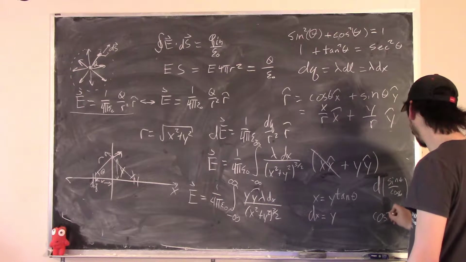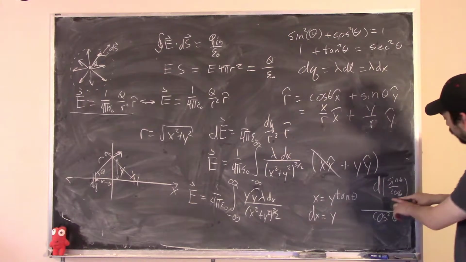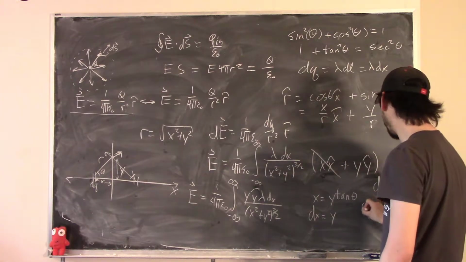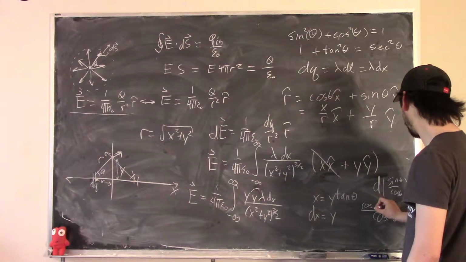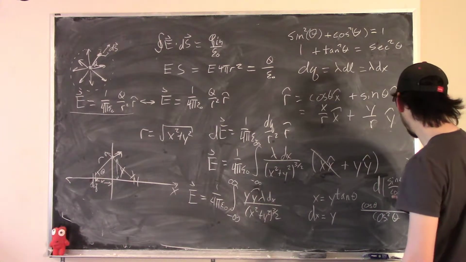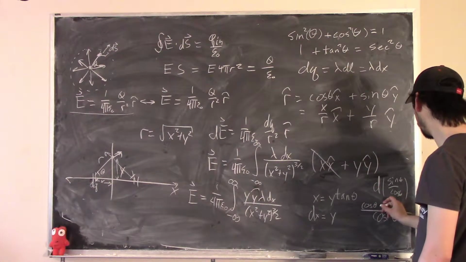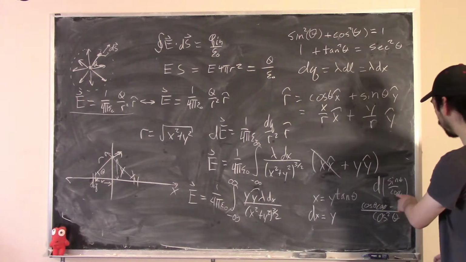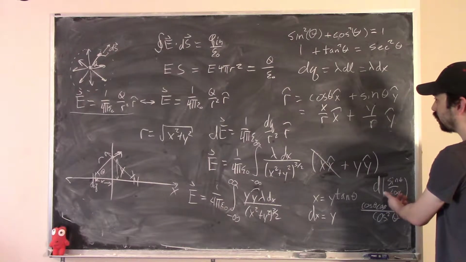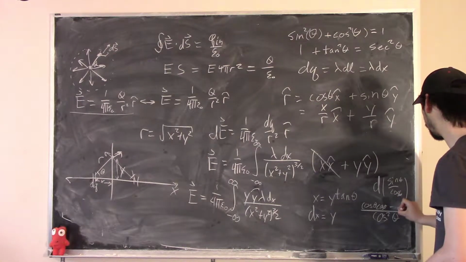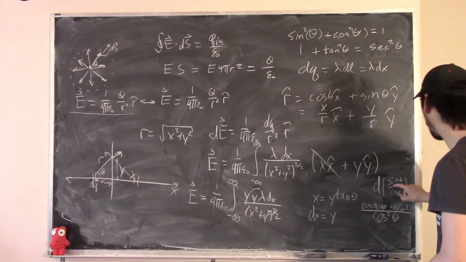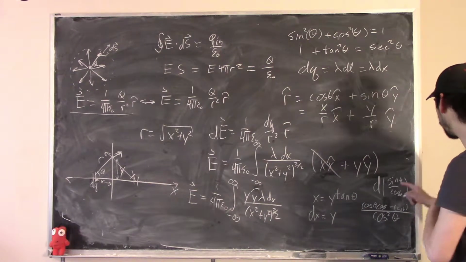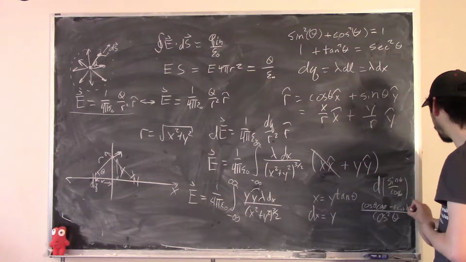Quotient rule says I take the denominator squared times the derivative of the numerator, which is going to be a cosine of theta, times the denominator. So this is going to be cosine of theta. So that's a cosine squared of theta, minus the derivative of the denominator. Derivative of cosine is minus sine theta, times just the value of the numerator. So this is going to be sine of theta.